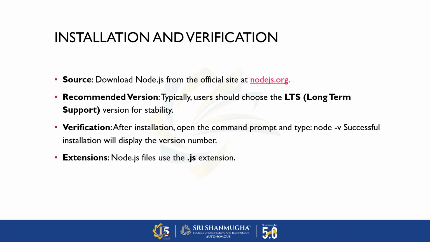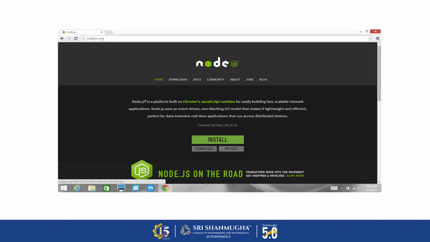Installation and verification. So basically for the installation, we will be downloading Node.js from the official website nodejs.org, and the recommended version is LTS. After installation, you have to open the command prompt and run the command node dash v. That will display the version of Node that you have installed in your system. And basically the extension of any JavaScript file is .js. So this is the official website of Node.js, nodejs.org, and here you will be installing the Node.js application.